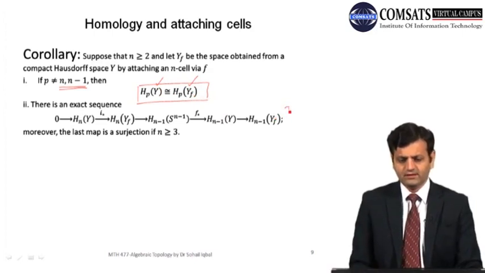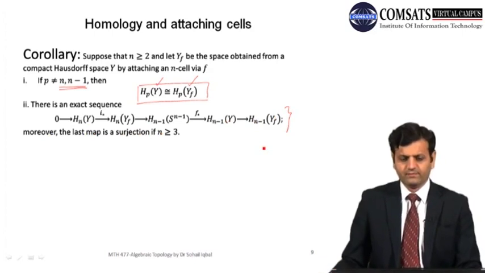And the next thing is, if we consider this exact sequence, then the last map is a surjection for n greater than or equal to 3.